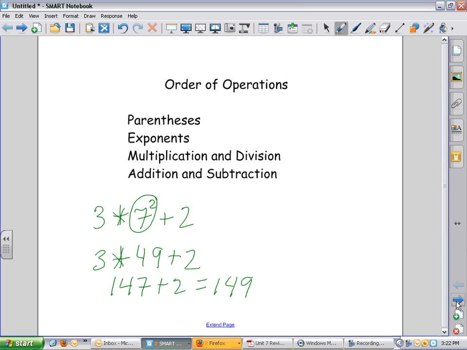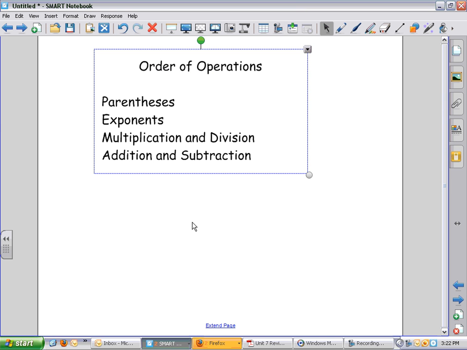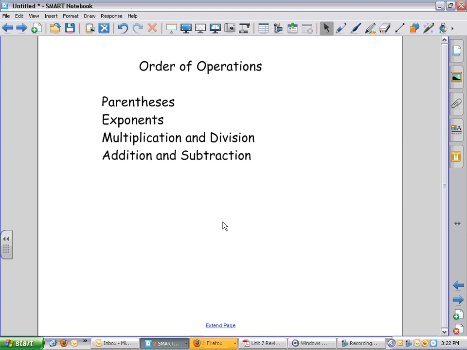I'm going to click over to a fresh page. Let's do this. Copy this onto the next page so we have it right in front of us as we're doing it, and let's create a new problem. All right, let's try this one.